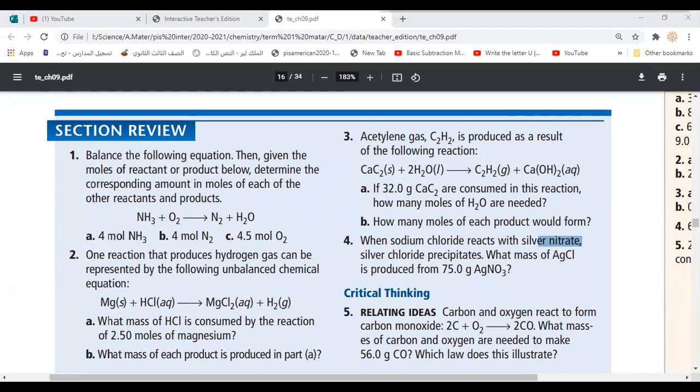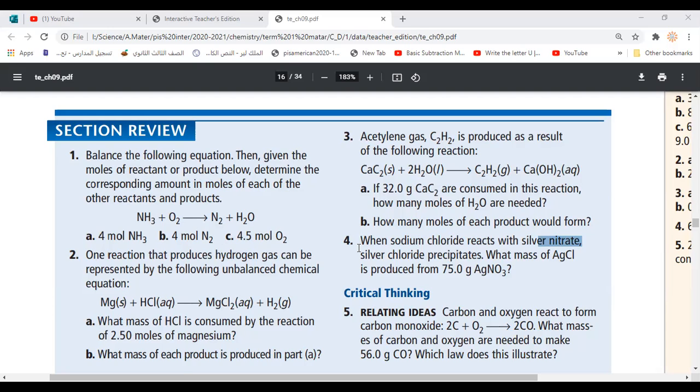So let's practice here. First chemical equation: balance the following equation, then given the moles of reactants or products below, determine the corresponding amount in moles of each of the other reactants and products. He asks you first to balance this chemical equation. Then find the corresponding amounts of moles of each reactant and product regarding the given amounts. That means once you have 4 mole of ammonia, how many moles of oxygen is needed, how many moles of nitrogen, and how many moles of water, and so on. The same in B, the same in C.